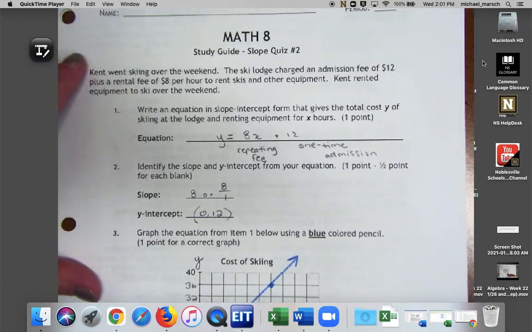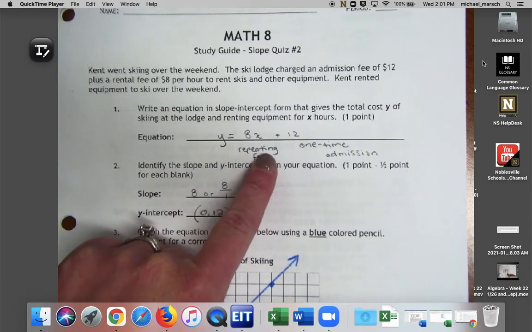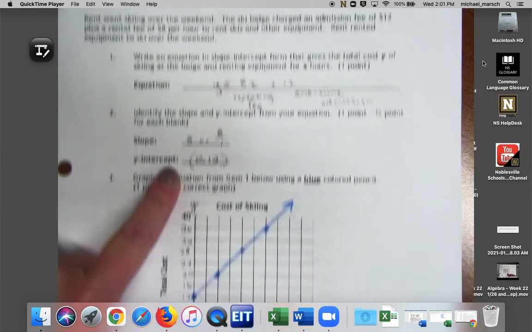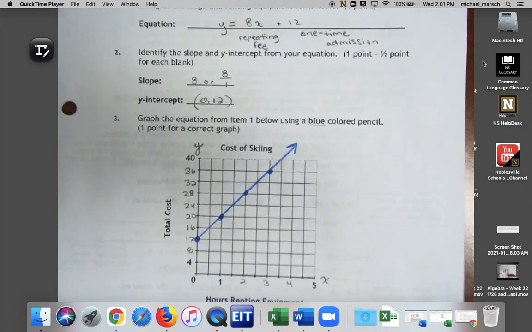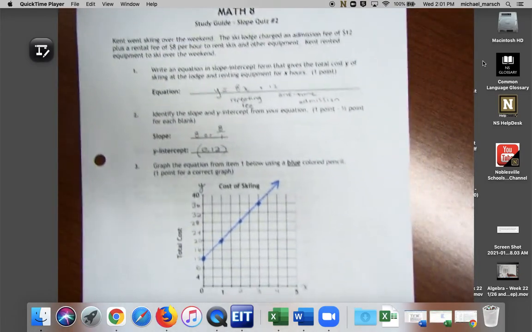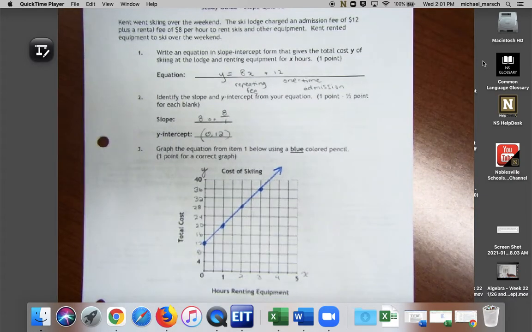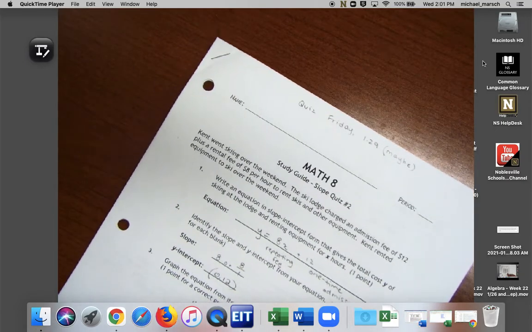Anyway, so we went ahead and did this first problem. We came up with our slope and our y-intercept. We filled in the increments and we graphed this. So I'm going to zoom out so you can see it all at once. Pause your screen, fill it in, and now we're going to move on to the next page.